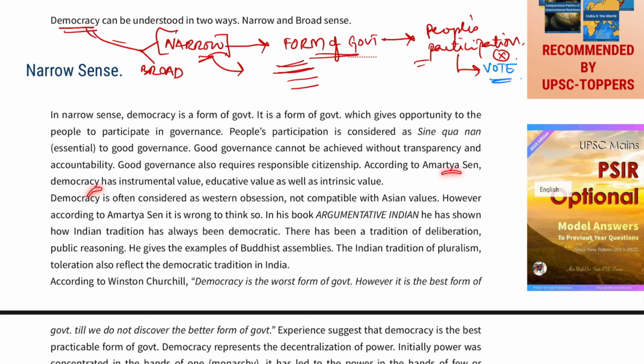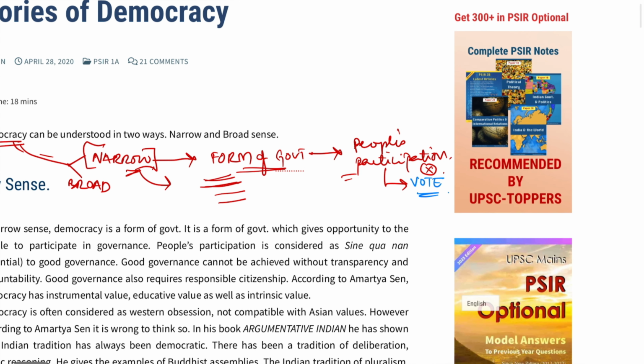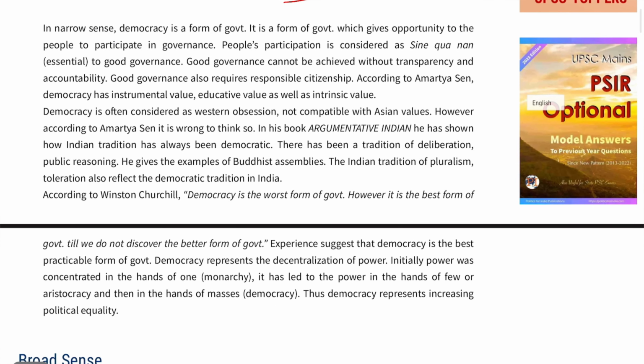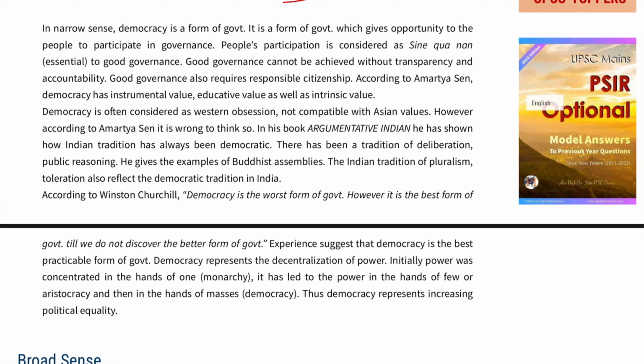according to Amartya Sen, democracy has instrumental value. So, people's participation in governance, and then what is good governance? Good governance needs transparency and accountability. According to Amartya Sen, democracy has instrumental value, educative value, as well as intrinsic value. I need to look up what intrinsic value is; Amartya Sen must have explained the philosophy of it well. Instrumental value, educative value.